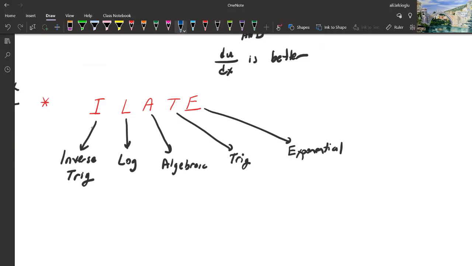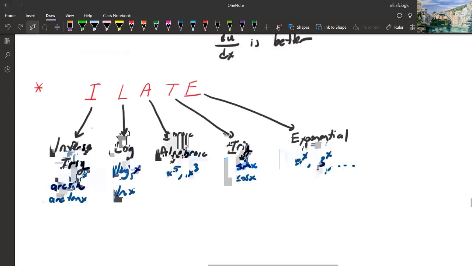Let me write some examples here. Inverse trigonometric functions: arc sine, arc cosine, arc tangent. Logarithmic functions: log 5x, ln x, and so on. Algebraic functions: x to the power 5, x cubed, etc. Trigonometric functions: sine x, cosine x, and so on. Exponential functions: e to the power of x, 3 to the power of x, etc.